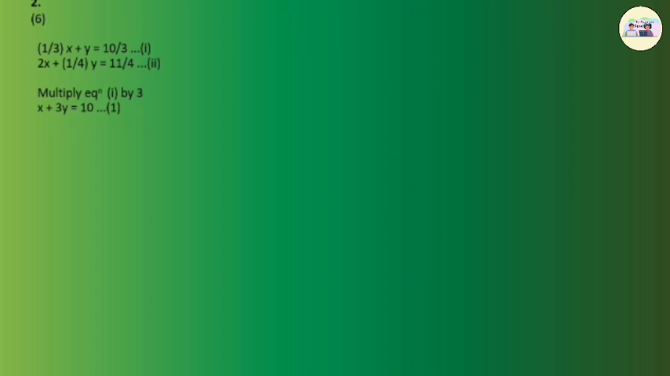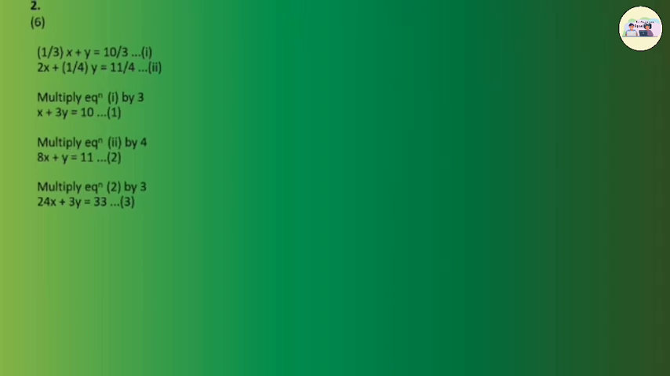Consider the second equation, 2x plus 1 by 4y equals 11 by 4. Now we will multiply this equation by 4 to remove the 4 at the denominator. After solving, we get the equation as 8x plus y equals 11. We'll name this equation as equation 2. Now, consider equations 1 and 2. Multiplying equation 2 by 3 because we have 3 with y in equation 1, we get the equation as 24x plus 3y equals 33. We'll name this equation as equation 3.